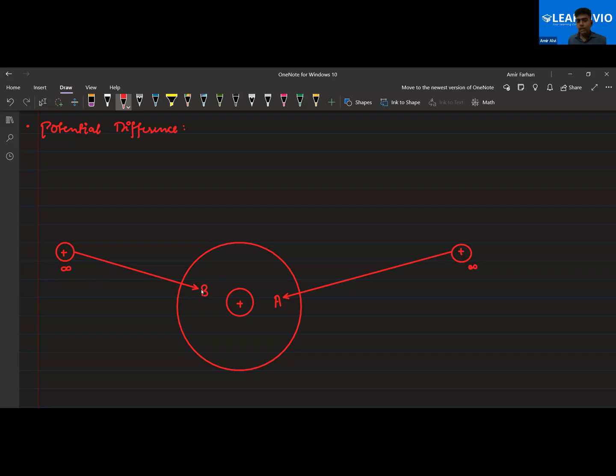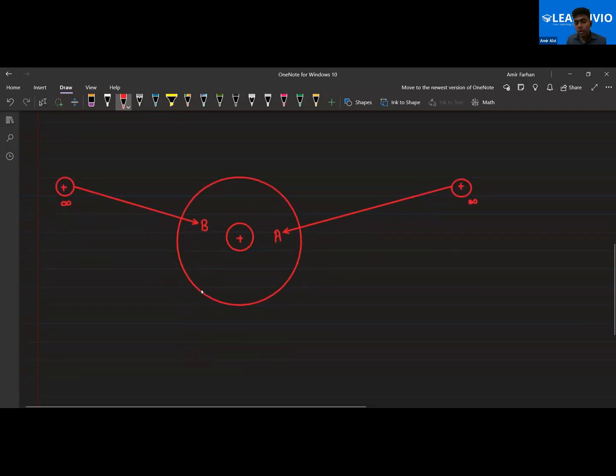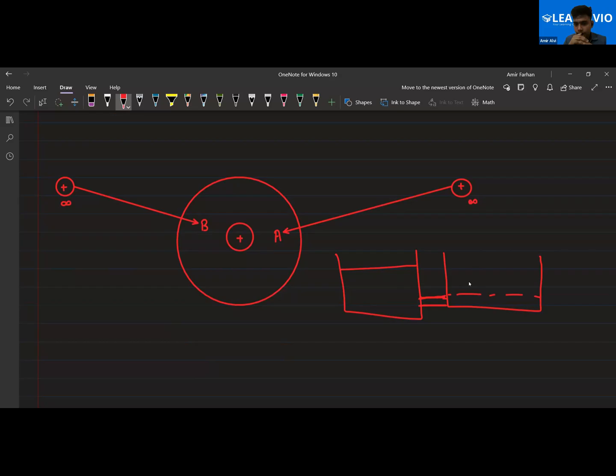Now let's understand the potential difference in terms of water. What does it mean actually? What is the basic need of the electric potential? Suppose this is a water tank. Two water tanks are there. One is almost full and one is almost empty. There is a pipe connected between the two tanks. What will happen?